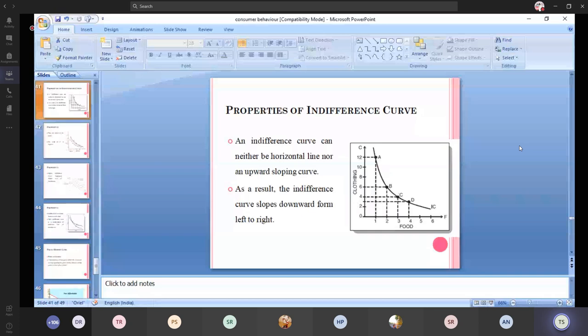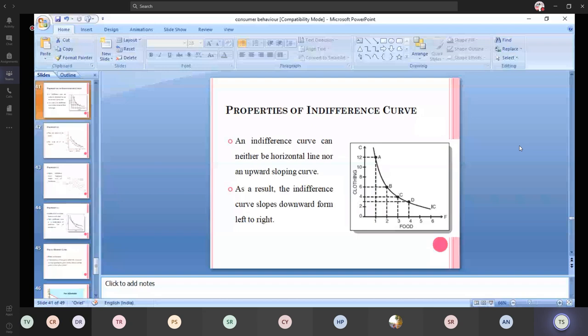So always, if a customer goes up for one more unit of a single commodity, he has to give up the second commodity. So if one increases, the other one decreases. So the curve is a downward sloping curve from your left to right.